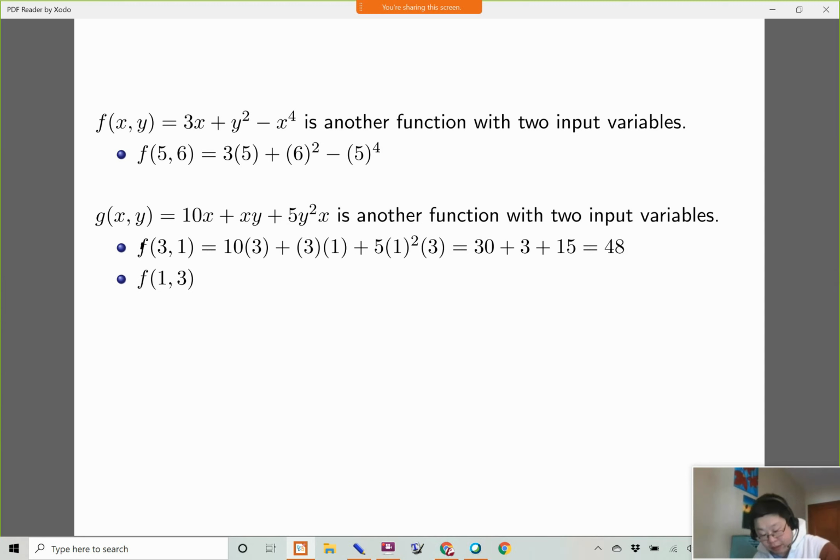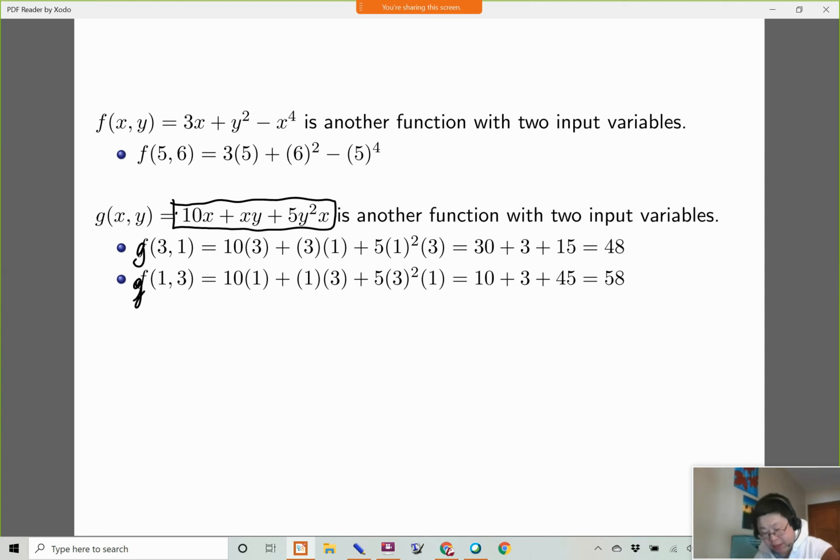I also want to compute, and sorry again for this, g of 1 comma 3. Now notice that I've swapped: there was a 3 first and a 1 next, and now these are swapped. Because of that, we need to make sure to plug in a 1 for every x now and a 3 for every y. It should look like this. If you go back to this formula and plug in a 1 for every x and a 3 for every y, if you simplify that entirely, you'll get the number 58.